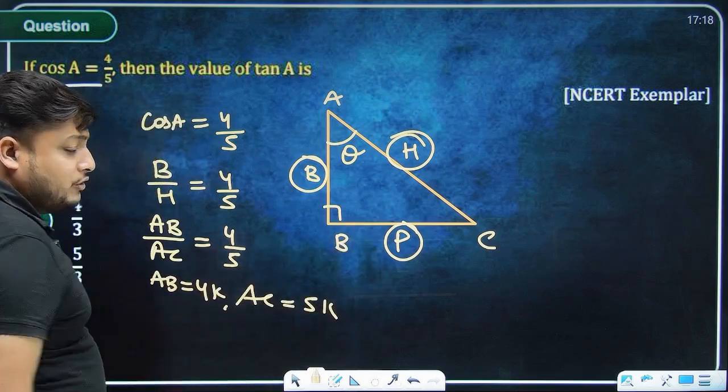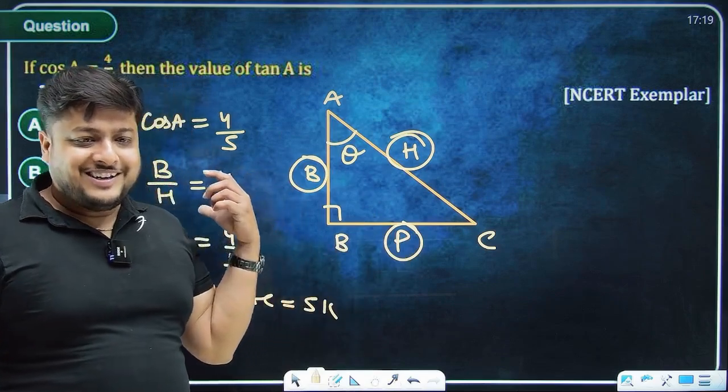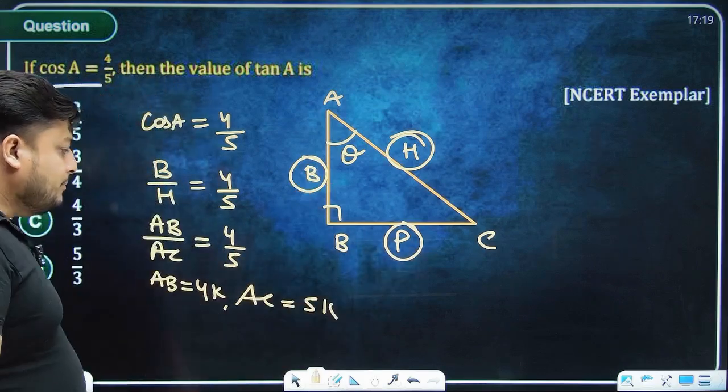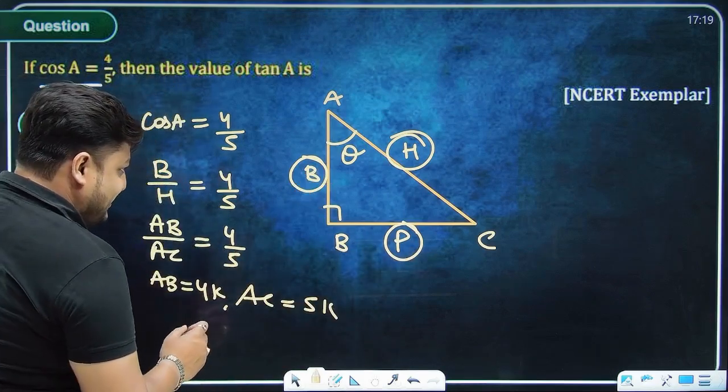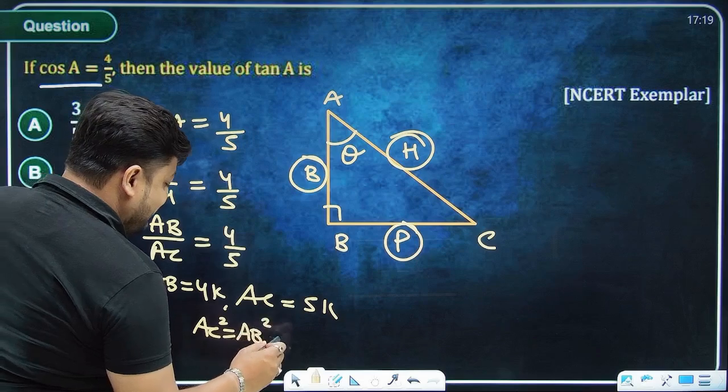You have to find out BC this time. You have to find out the perpendicular. In the previous question, what did we find out? We found out the base there. In this question, we have to find out the perpendicular. Okay. So let's see. AC square equals AB square plus BC square.